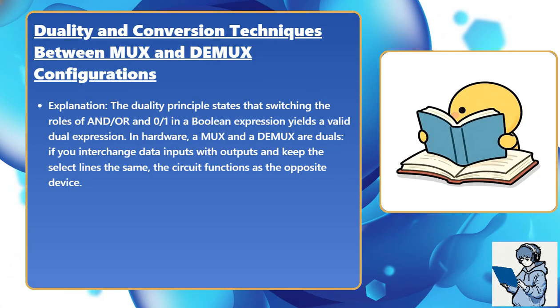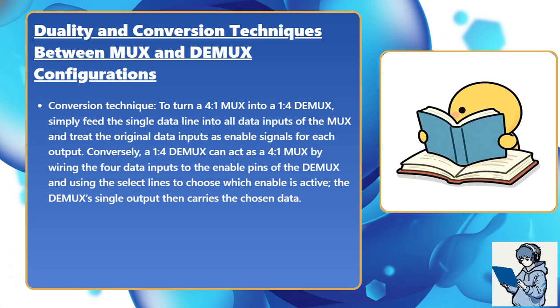Explanation: the duality principle states that switching the roles of AND/OR and 0/1 in a Boolean expression yields a valid dual expression. In hardware, a MUX and a DEMUX are duals. If you interchange data inputs with outputs and keep the select lines the same, the circuit functions as the opposite device. Conversion technique: to turn a 4 to 1 MUX into a 1 to 4 DEMUX, simply feed the single data line into all data inputs of the MUX and treat the original data inputs as enable signals for each output.